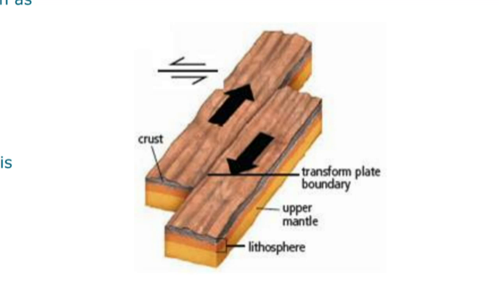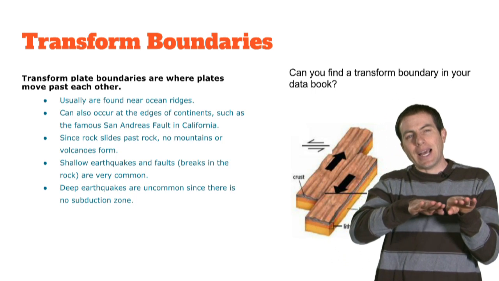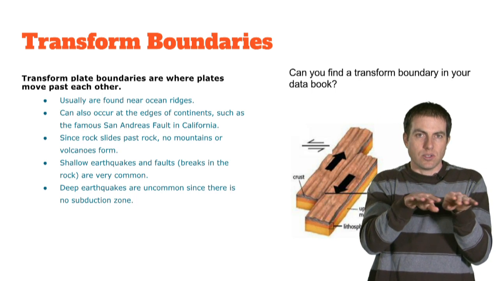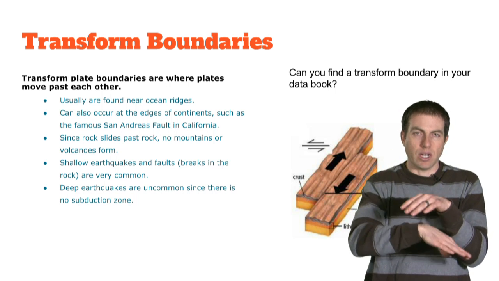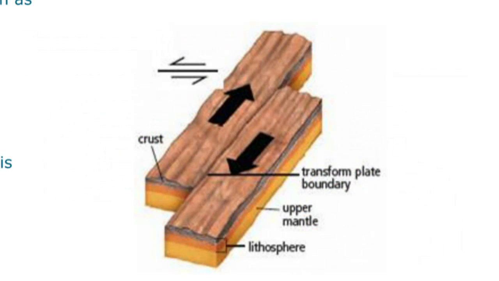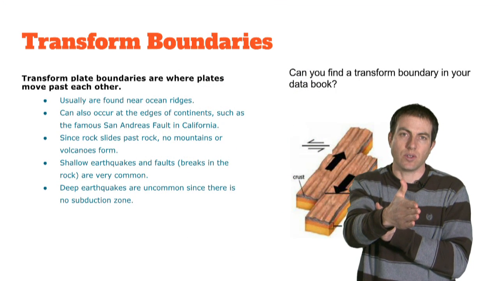The most famous one from our area, and probably the most famous transform boundary in the world, is in California. It's called the San Andreas Fault. Because the rock is sliding past each other, there's nothing coming together, so you don't get any volcanoes forming because there's no friction or subduction causing magma to form. Because the plates are just sliding past one another, you get a lot of earthquakes where the plates will lock. You have these massive plates, they want to keep moving, but they get stuck. And then every once in a while, they'll slip, and that's what causes an earthquake.